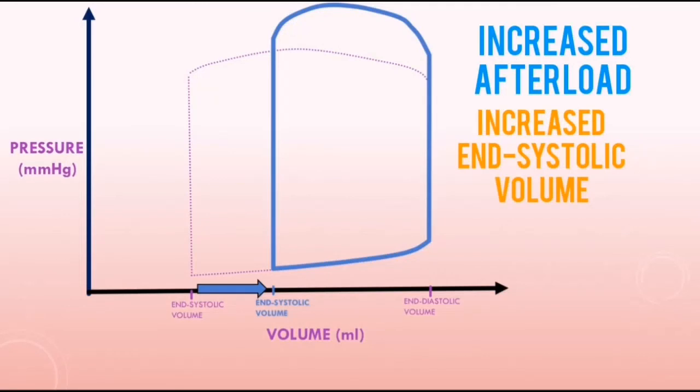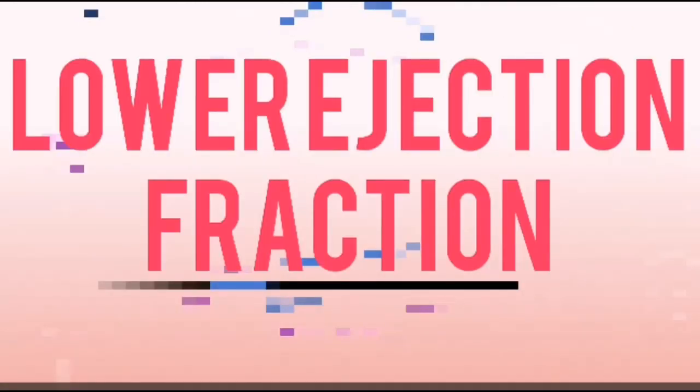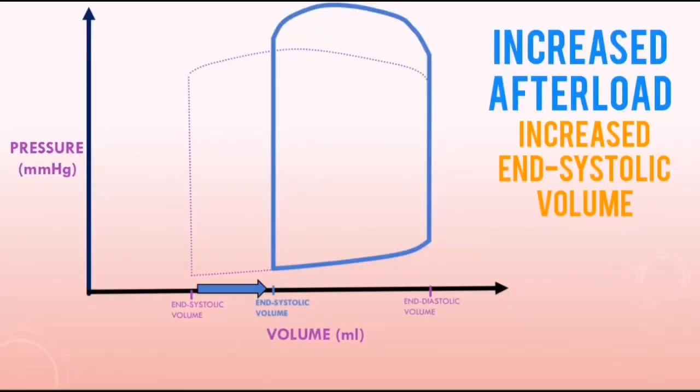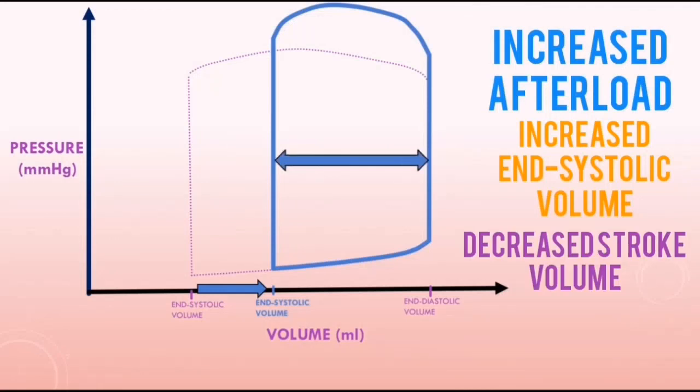This is because the heart has to beat against a greater resistance, so more blood will be left in the ventricles after each cardiac cycle. The difference in the end-diastolic volume and the end-systolic volume has decreased, so the stroke volume will decrease.